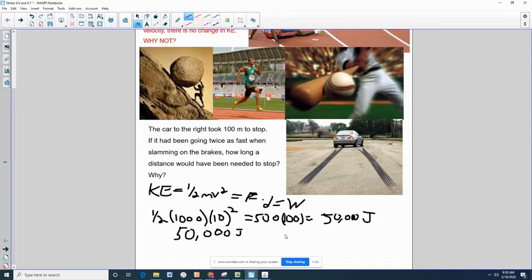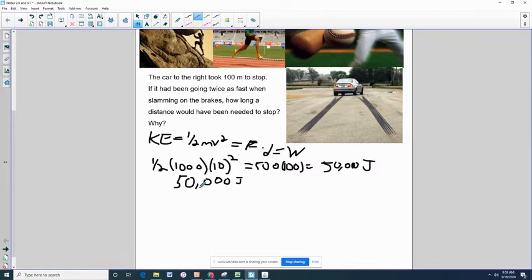Okay, so now we are going to say the car is going twice as fast. So we are going to use this same formula right here. 1/2. The mass did not change, so that will still be 1,000 times the velocity, which instead of 10 will now be 20 squared. And then so we'll have 20 squared is 400. 400 times 1,000 is 400,000. And half of 400,000 is 200,000 joules of energy.